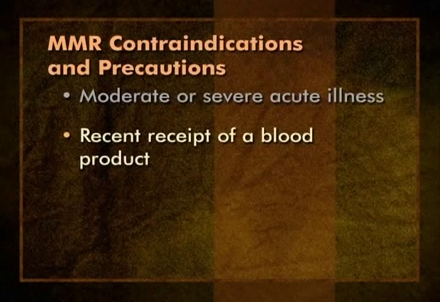Recent receipt of a blood product is a precaution because of potential inactivation of the vaccine virus. Passive antibody from blood products may affect all three viruses in MMR and varicella if you are using MMRV. The vaccine and antibody table in the general recommendation should be your guide for timing of blood products and either measles or varicella-containing vaccine. Andrew?